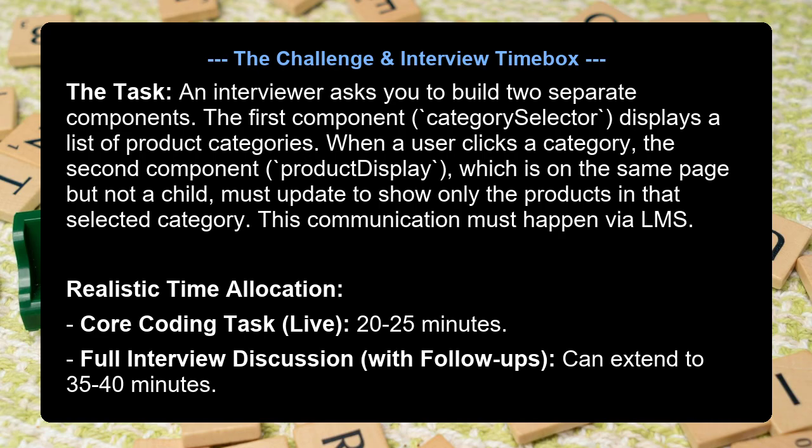The challenge and interview timebox. The task: an interviewer asks you to build 2 separate components. The first component, Category Selector, displays a list of product categories. When a user clicks a category, the second component, Product Display, which is on the same page but not a child, must update to show only the products in that selected category. This communication must happen via LMS. Realistic time allocation: core coding task, live, 20 to 25 minutes. Full interview discussion, with follow-ups, can extend to 35 to 40 minutes.